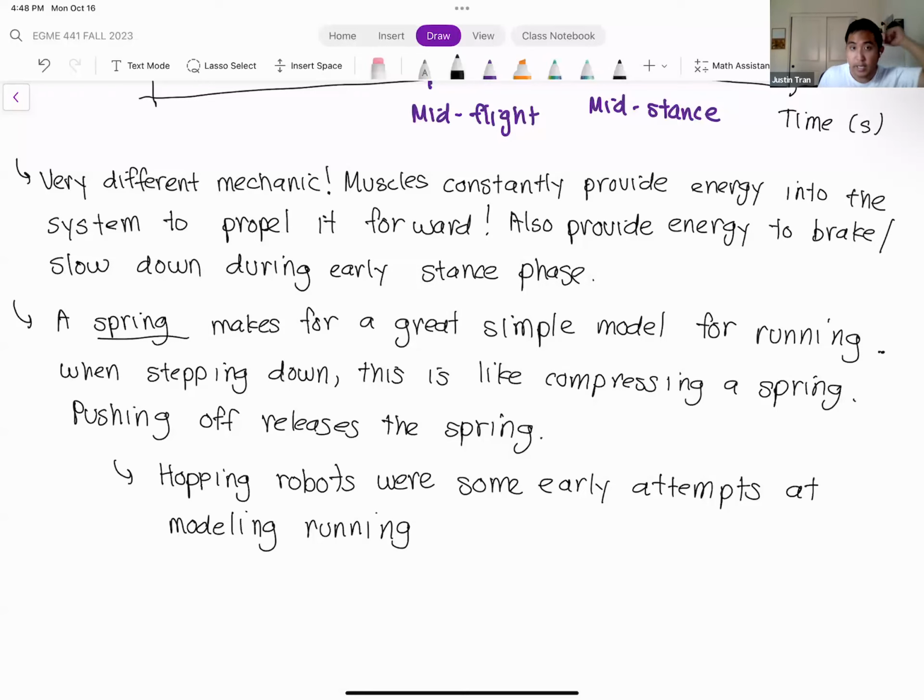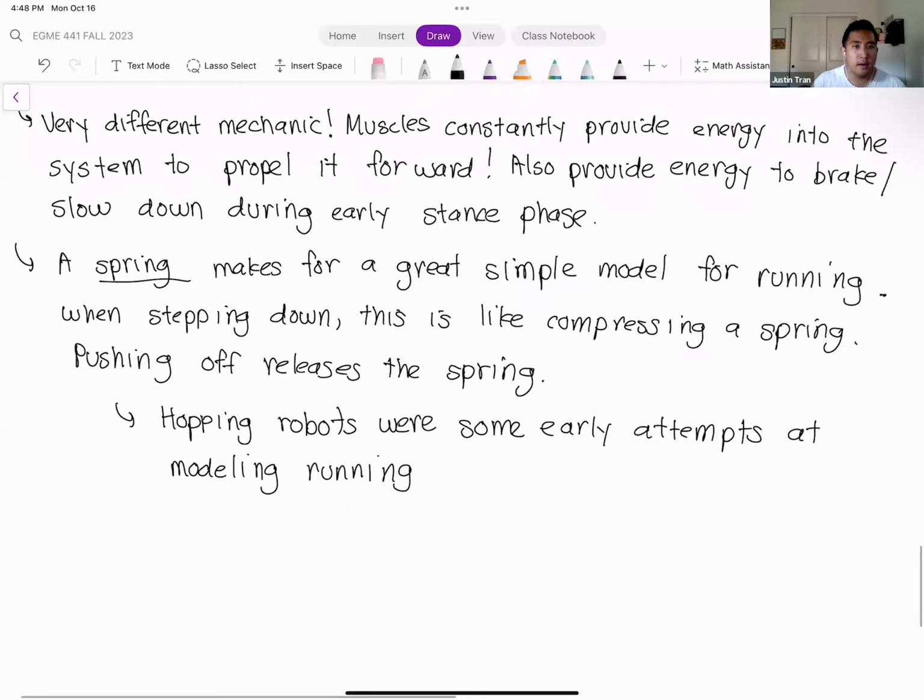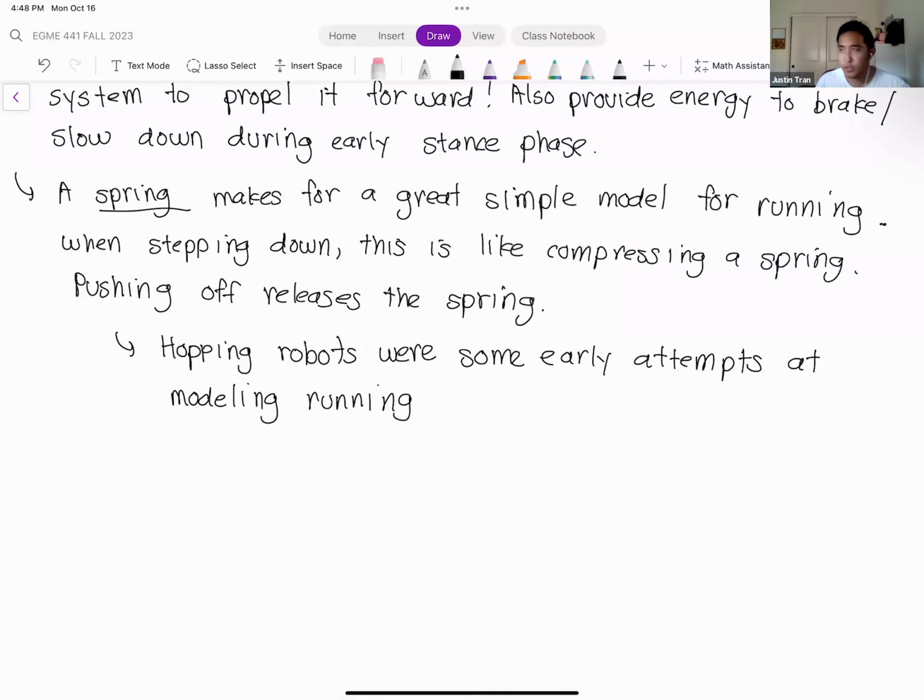And so this is from the 80s, and this was done by a scientist named Mark Raibert. I think that's how you pronounce his name. The basic idea was like this: he took a pogo stick and put a balance beam on it. It looked something like this.